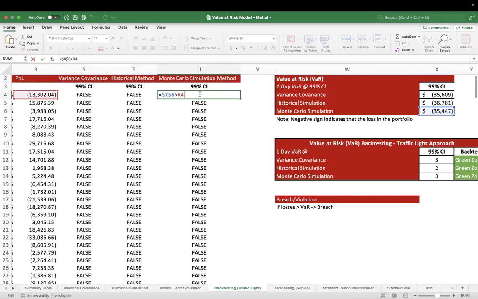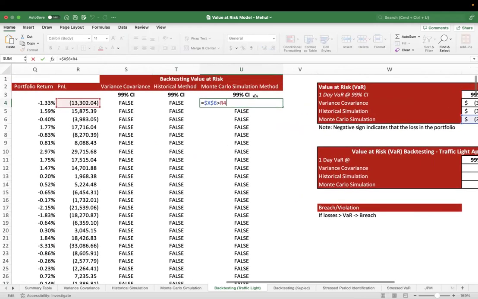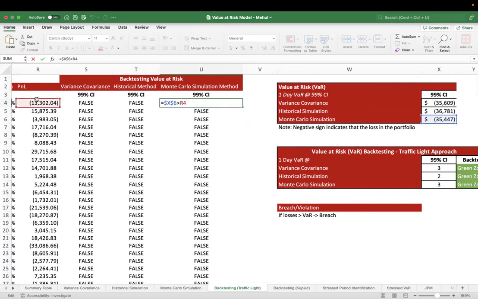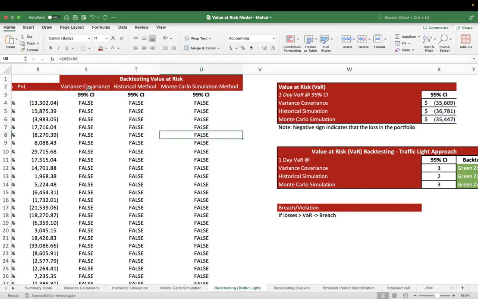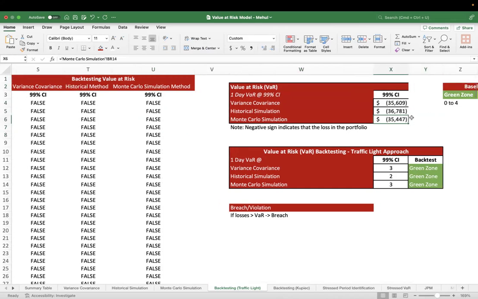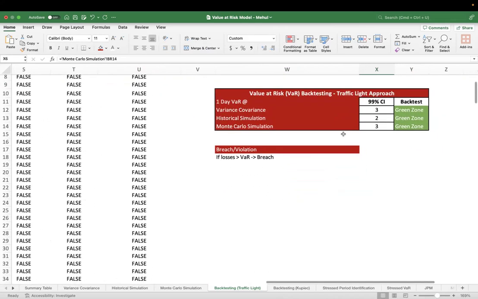And similarly, we'll check using the Monte Carlo method also, whether the daily profit and losses are breaching the value at risk limit or not. Accordingly, we'll put true and false. But always remember, whenever we are setting the breach threshold for variance covariance, we'll always use the value at risk number from the variance covariance method. For the historical method, we'll always use the value at risk number coming from historical. And for the Monte Carlo simulation method, we'll always use the value at risk number that we got from the Monte Carlo method.